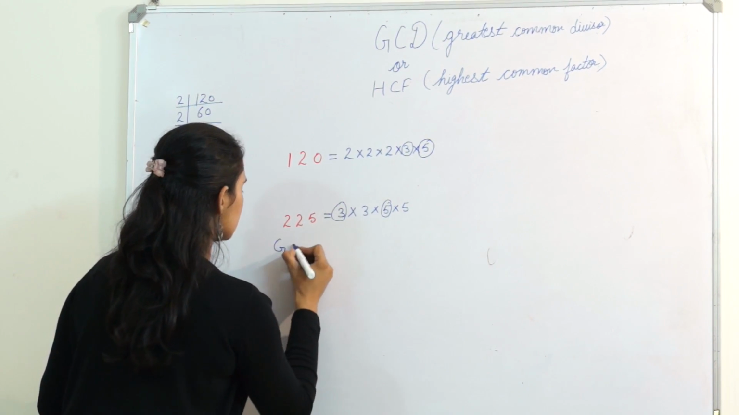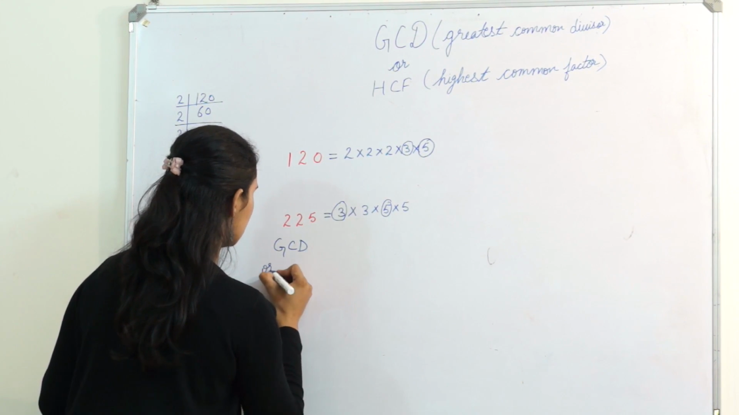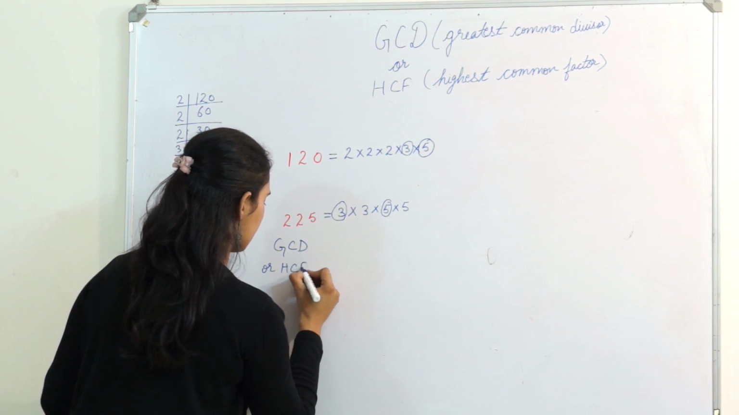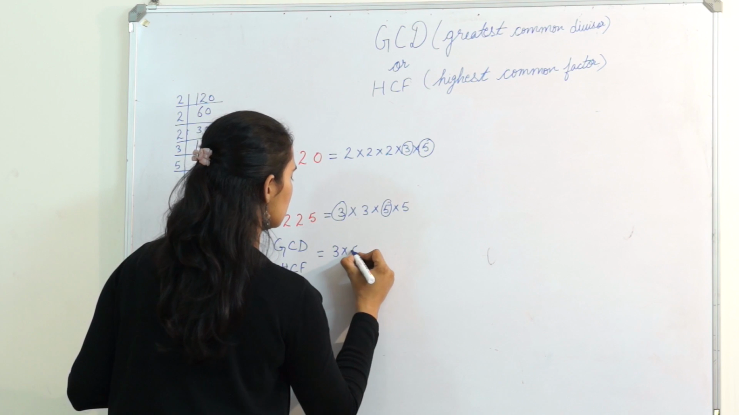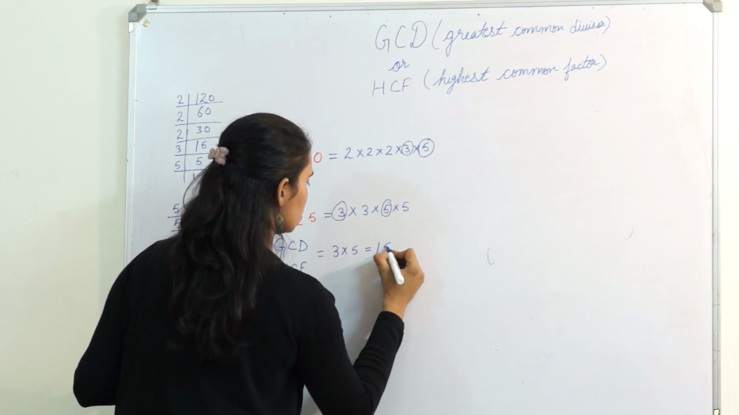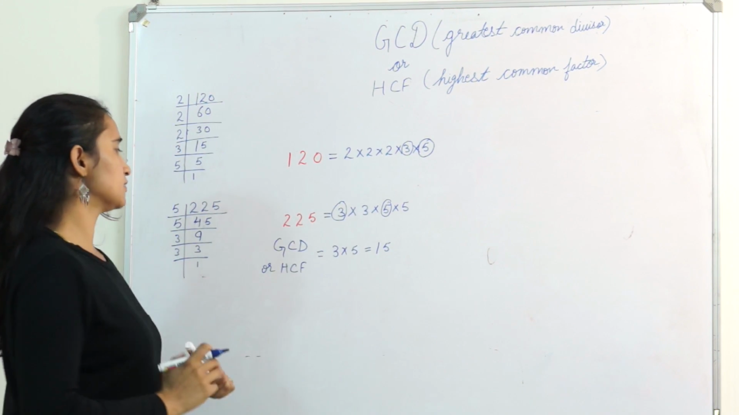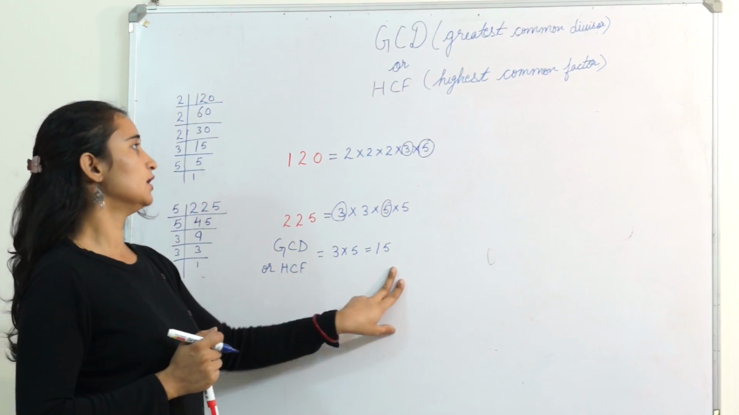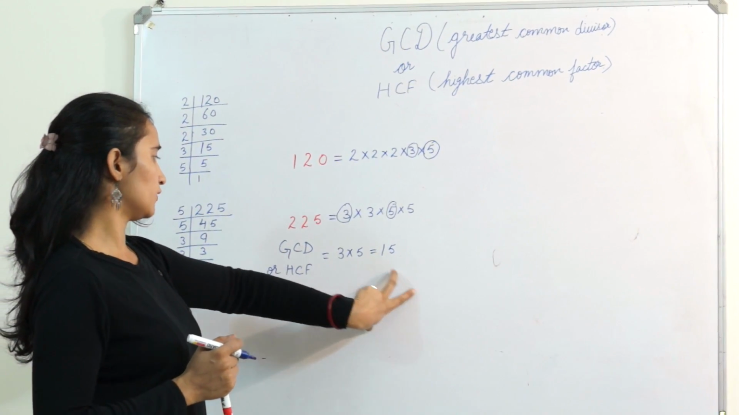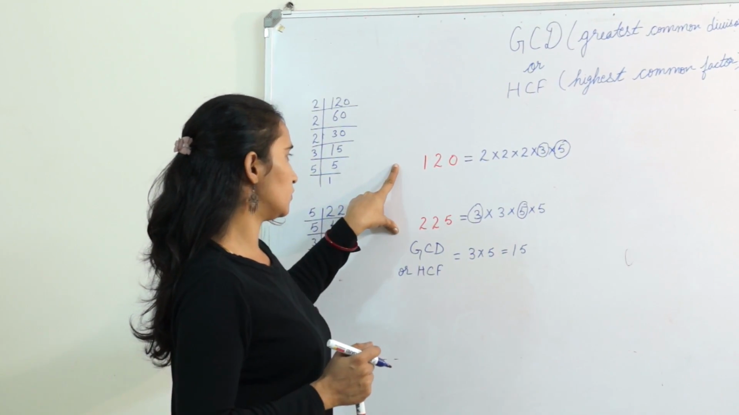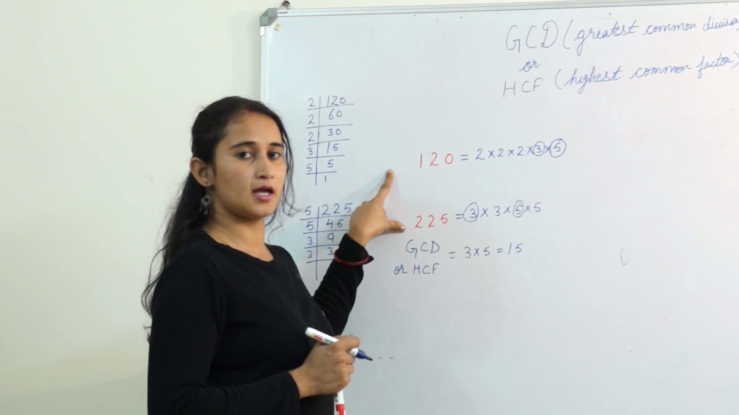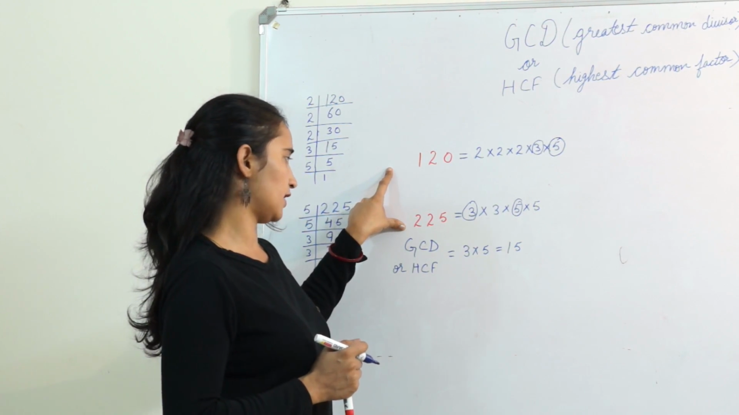So what is my greatest common divisor or my HCF? 3 into 5. So 15. My HCF is 15. This is the highest common factor or greatest common divisor that divides both 120 and 225.